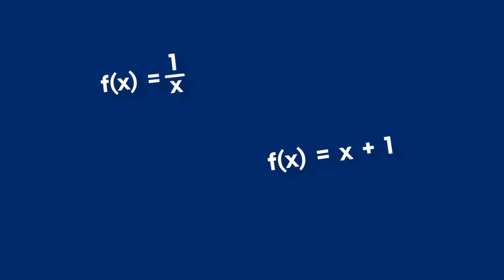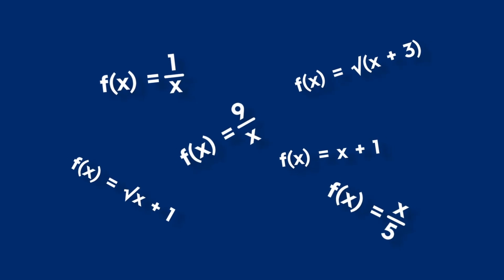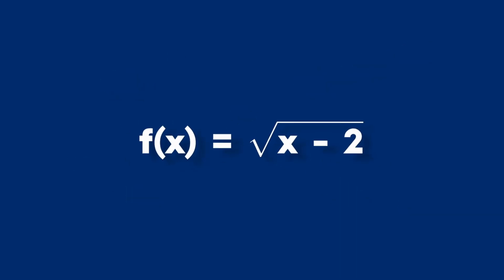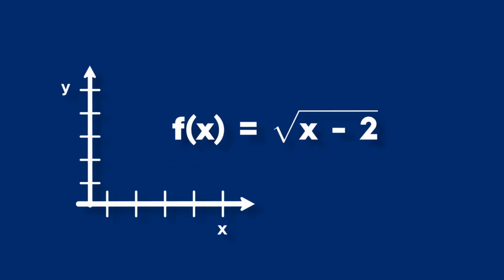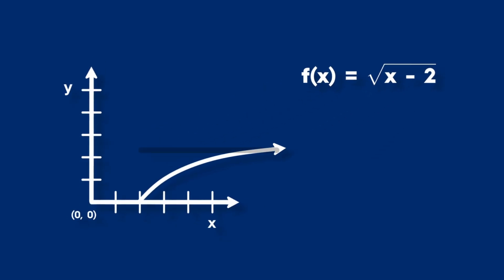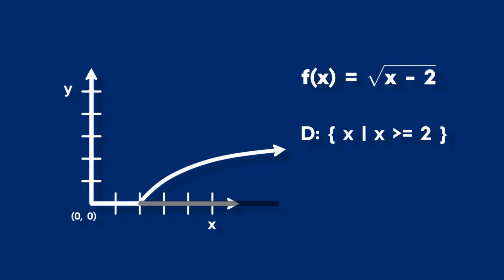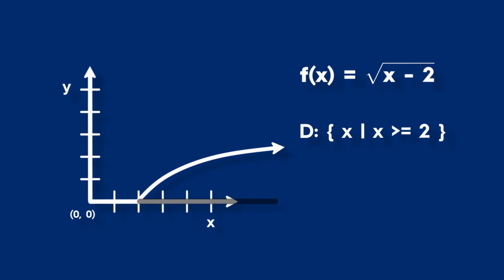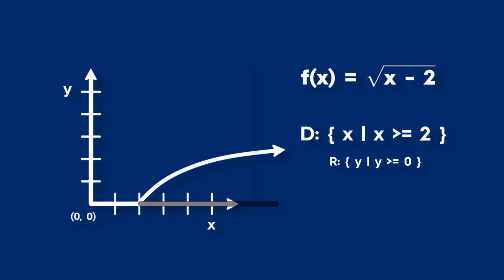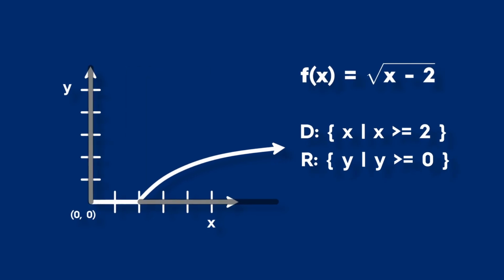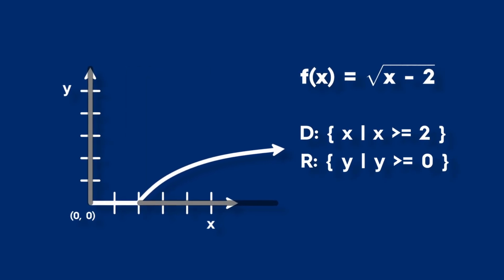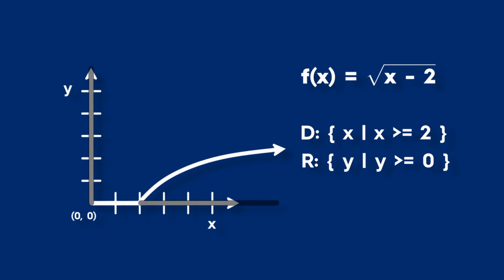Finally, let's apply this to formulas. Take the function f of x equals the square root of x minus 2. Since the expression under the root has to be greater than or equal to 0, the domain is all x values, starting at 2 and going to infinity. The outputs are square roots, so the range is all y values, starting at 0 and going to infinity.